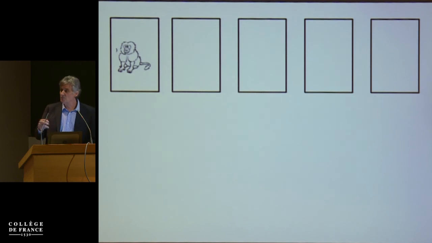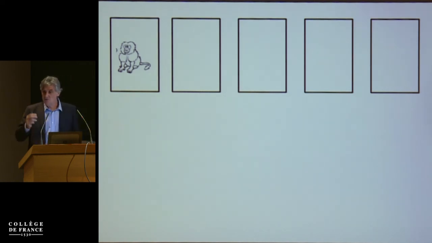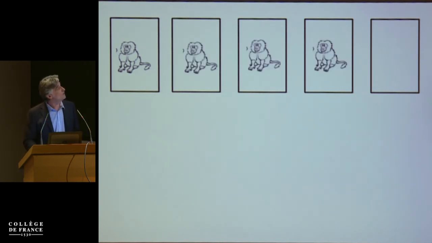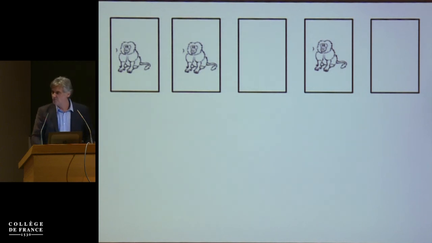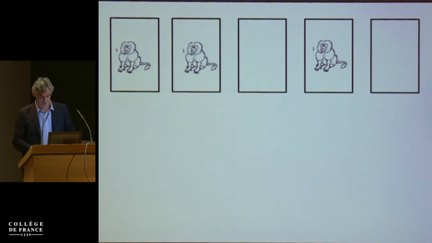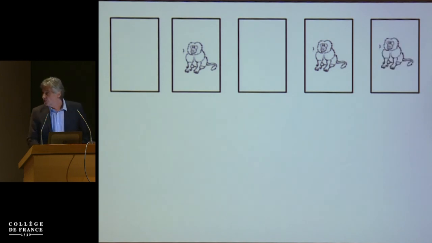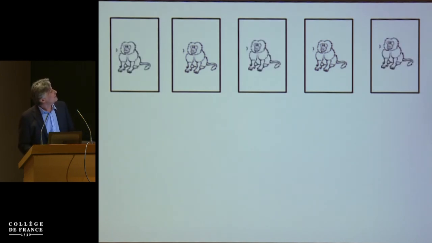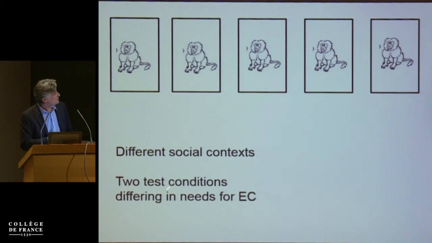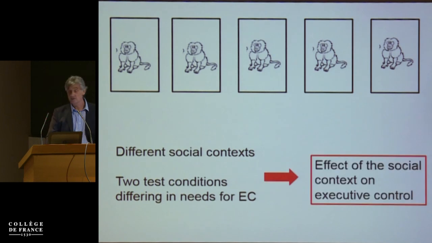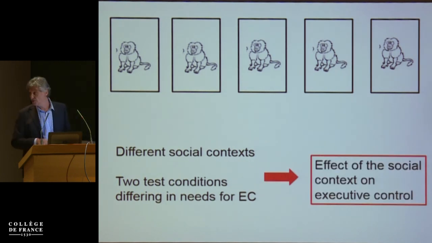But we also need to manipulate the social context. And if you come to the lab, you will see this. Sometimes within the trailer, there is only one single animal within the five boxes here. But sometimes there are two, sometimes there are three, four, three again. So there is a flow. It's moving. It's changing. So we have different social contexts, just naturally. And we have two test conditions differing in the need for executive control. So we can assess the effect of social context on executive control.